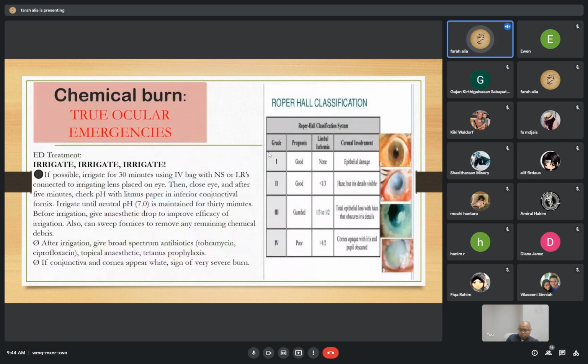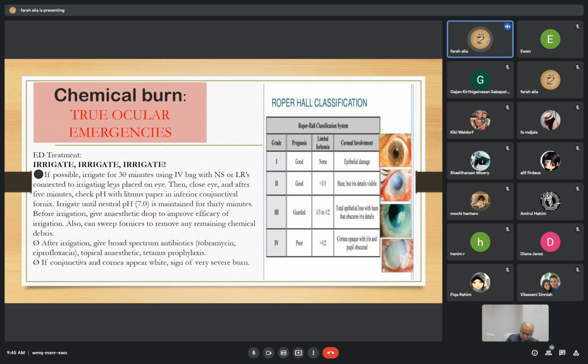So the next one is chemical burn. This is the true ocular emergency. Patient either sustain acid or alkali burn. So if patient came to ED, we have to irrigate the patient. If possible, irrigate for 30 minutes using IV bag with normal saline connected to irrigating lens placed on the eye. Then close the eye and after few minutes, check the pH with litmus paper. We have to maintain a neutral pH of the eye, which is 7, for 30 minutes.